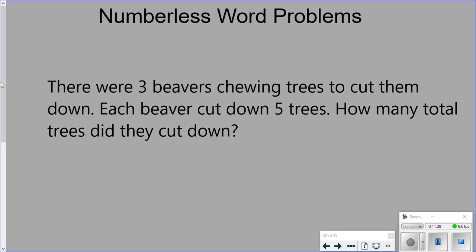Bryce, you want to try? It's more than 10 because there's 3 beavers and they cut down 5 trees. If there was 2 beavers, it would be exactly 10. So it couldn't be less. There has to be 1 beaver for it to be less. Okay. But there's 3 beavers, so we're doing 10 plus 5. So that means that there's more than 10 beavers. Where did the 10 come from?